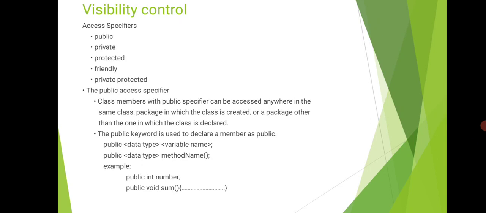So this public access specifier, using this public keyword. Public, private, protected, these are all keywords in Java. Okay, this public access specifier means it is accessible anywhere in the same class.